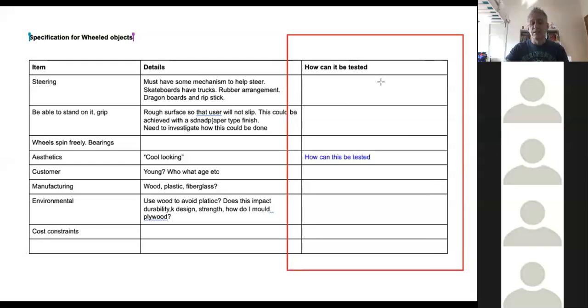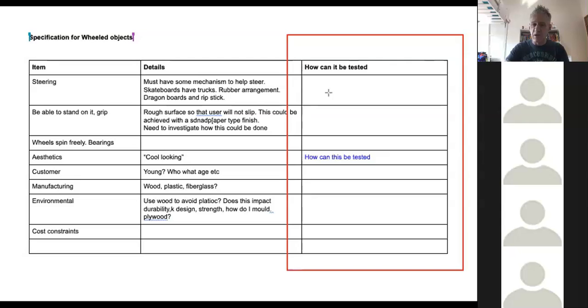How can I test it? Okay, so how can I test that it's cool looking? I know that this is designed for, say, 8-year-old kids. I'm going to go and ask 10 8-year-olds or 20 8-year-olds, what do you think of this design? And I'm not going to say to them what the design is. I'm just going to say to them, do you like this? Or, you know, what do you think? And then get their responses. So I can actually test whether my aesthetics are doing it.